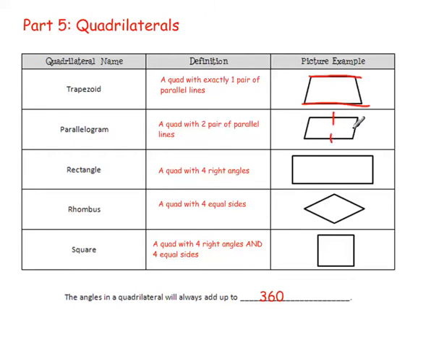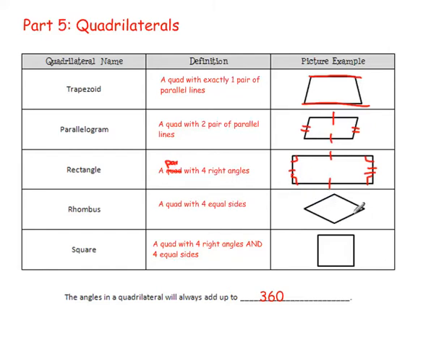A parallelogram has two pairs of parallel lines. This line is parallel with this one, and this line is parallel with that one. A rectangle is a quadrilateral. It's also a parallelogram. I should have written a parallelogram. It's a parallelogram with 4 right angles. Again, these two lines are parallel and these two are parallel, and it also has 4 right angles.